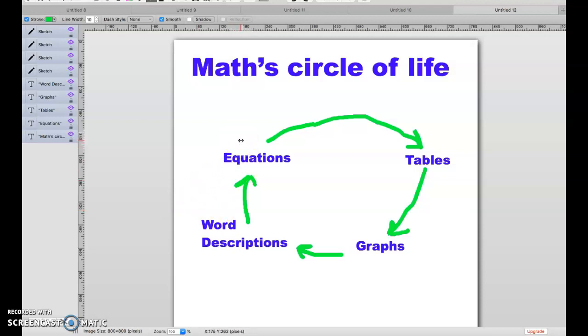So let's talk about the Math Circle of Life. Basically, we can represent the same thing in different ways. That's what this circle means. You can take an equation and you can say the same thing in a table, or you can say the same thing in a graph, or you can say the same thing in a word description. Any of these things can mean the same thing. There are multiple different ways to represent the same thing in math.